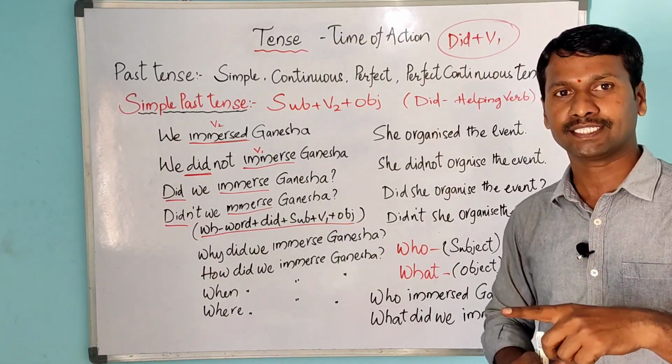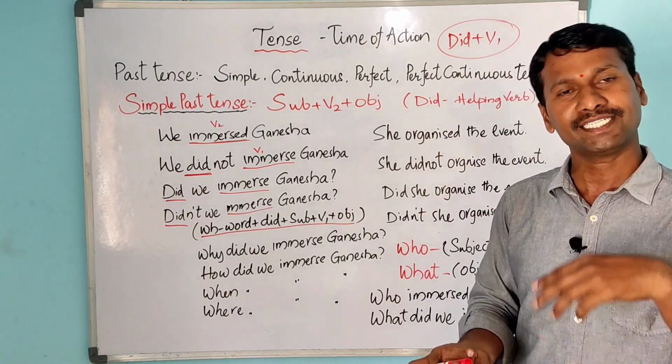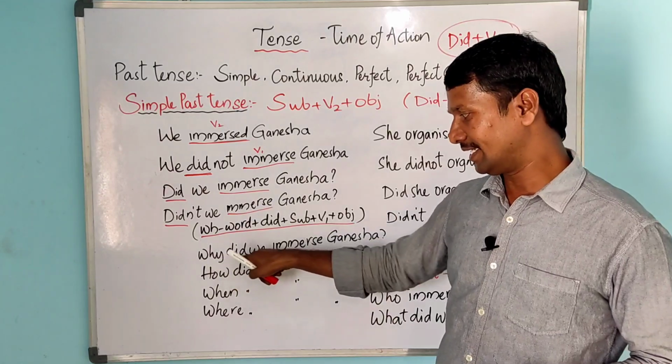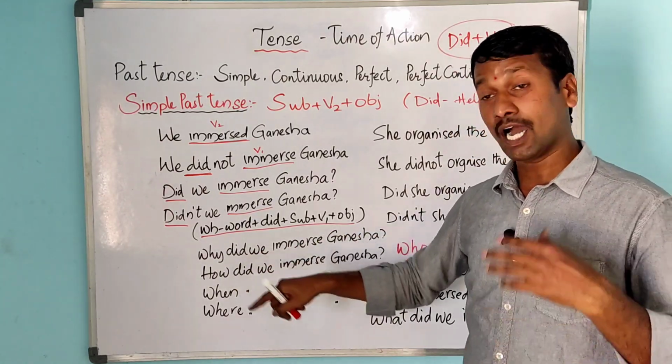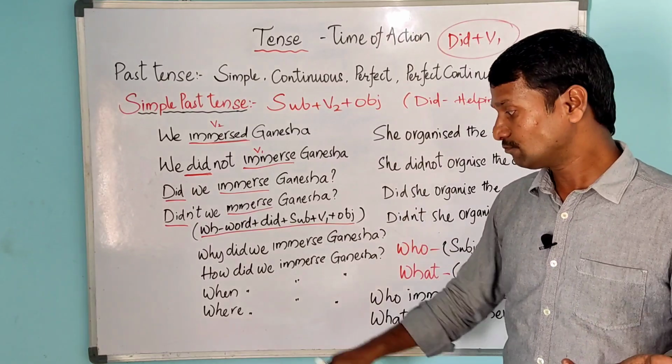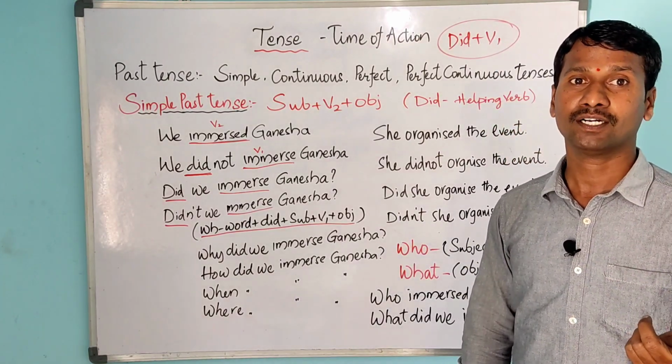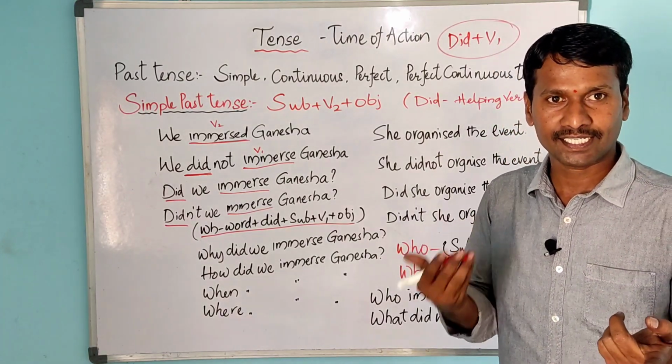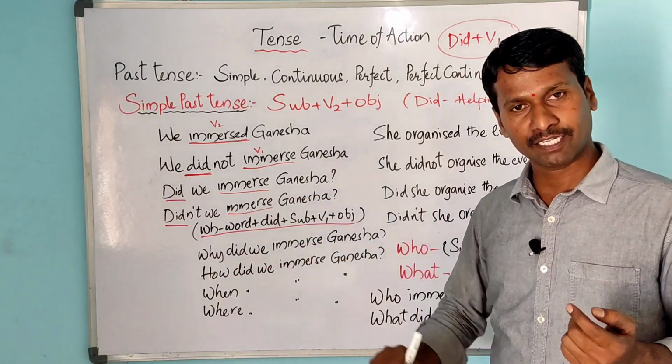Like this, you can make positive and negative sentences. So why did we immerse Ganesha? And how did we immerse Ganesha? When did we immerse Ganesha? And where did we immerse Ganesha? So WH word sentences also, in simple past tense, we can make these sentences.